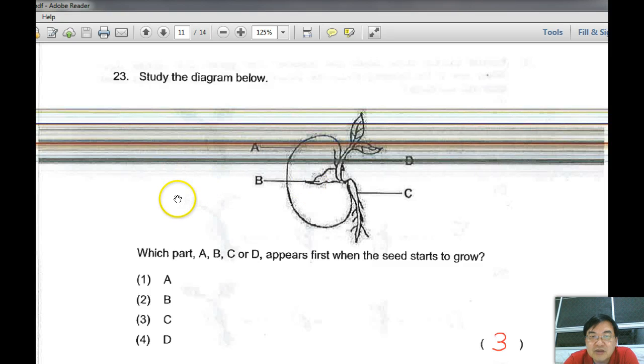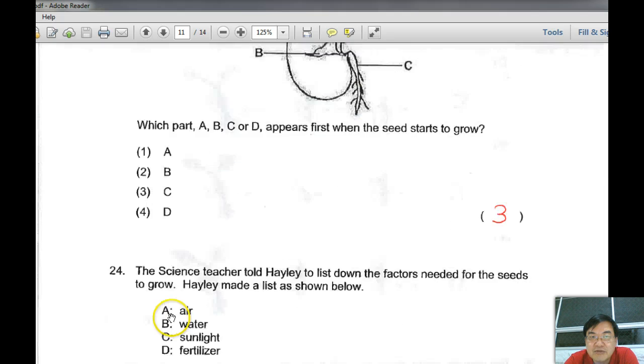Next, which part of ABCD appears first when the seed starts to grow? It is the root. Remember, the root appears first. It is C, which is the tree.